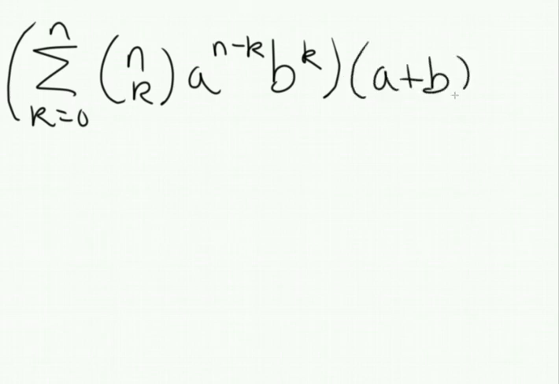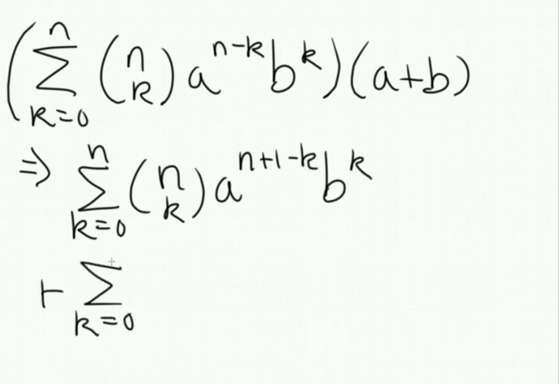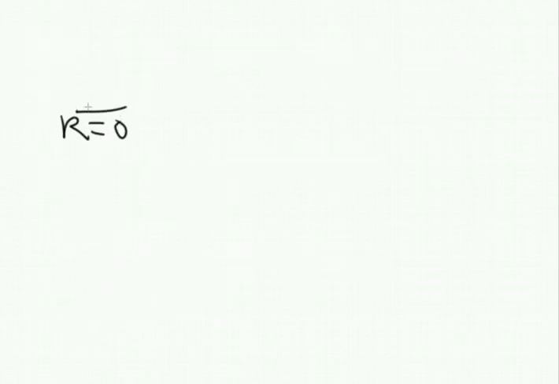And distributing (a + b), we have the sum from k equals 0 to n of n choose k, a^(n+1-k), b^k, plus the sum from k equals 0 to n of n choose k times a^(n-k) times b^(k+1). And from here, it kind of looks like the binomial theorem, and all we'd have to do is re-index the summations and do a bit of arithmetic.